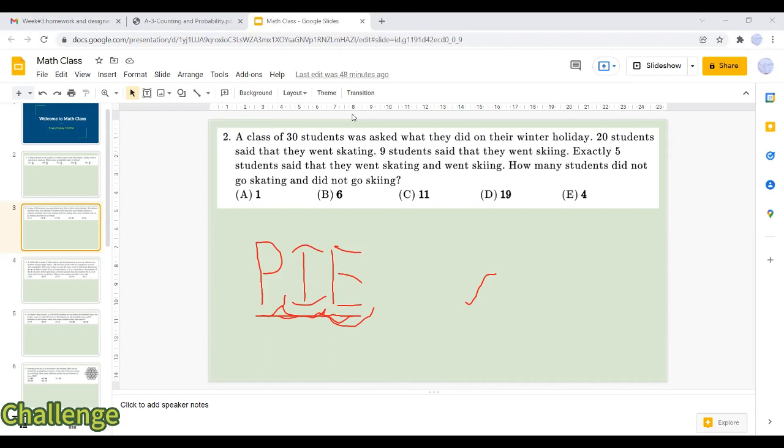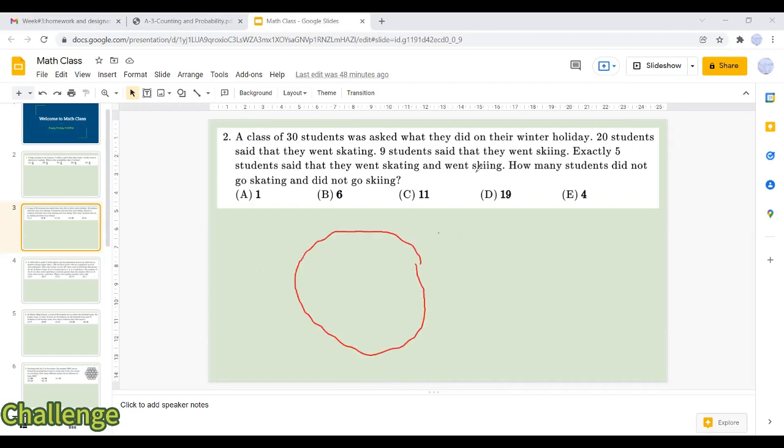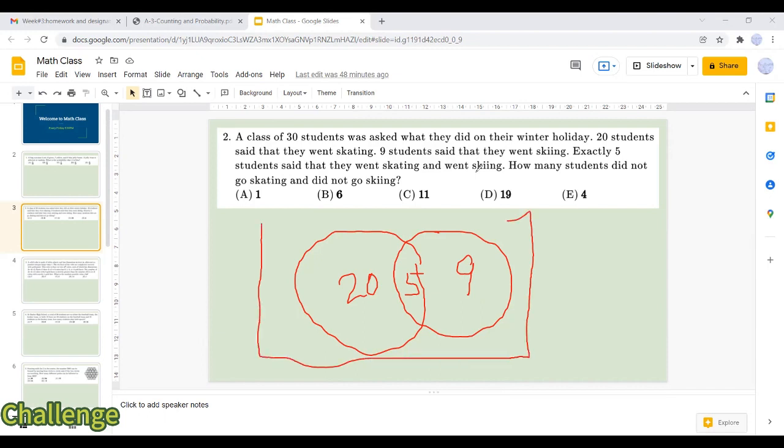So let me just clear up my drawing so it's not that messy. Let's just say that we have a Venn diagram. We see that we have 20 students that are going skiing and 20 students that went skating and 9 students that went skiing. And 5 students in the middle, which means that they went both skating and skiing. And we also have the area outside of the Venn diagram, which is the amount of students which neither skate or ski. So then we want to find the number outside of the Venn diagram.